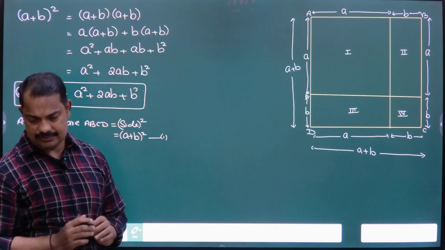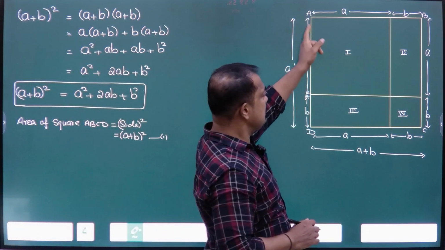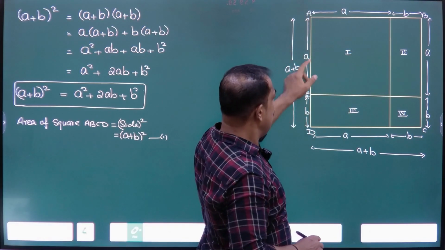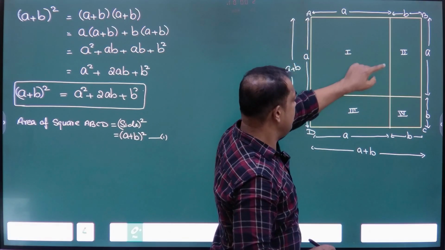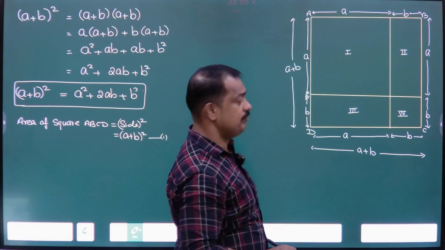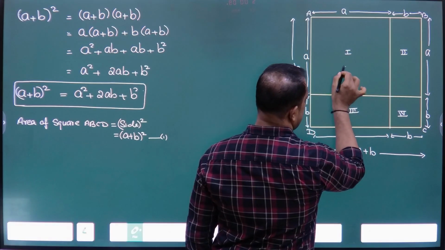This part is clear. Now check the figure. What is the shape of the figure 1? Square. What is the side of this square? What is the side of the square 1? So what is the area of the figure 1? A square.